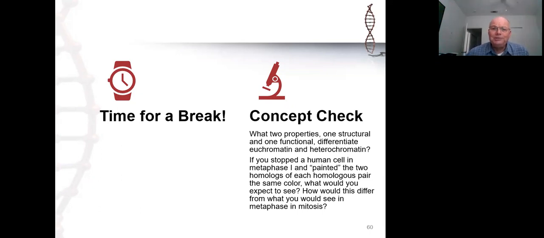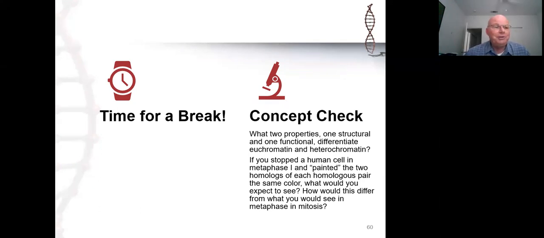So if you stopped a cell in metaphase and painted the homologs the same color, what would you expect to see? Well, in metaphase 1, remember, the homologous pairs of chromosomes line up on the metaphase plate. So what you would expect to see is pairs of chromosomes of identical color lining up on the metaphase plate, and you'd be able to identify the chromosomes as homologous pairs because they would be the same color and they would straddle the metaphase plate, being the same color and being members of the same homologous pair.